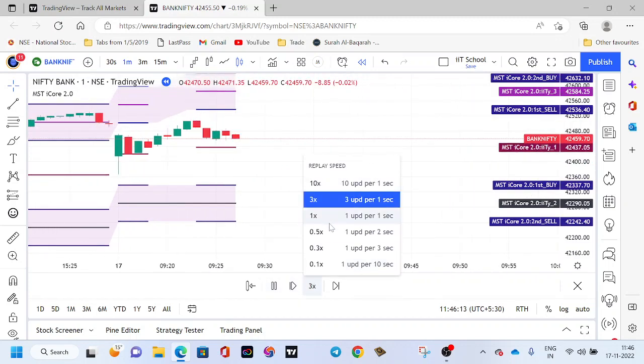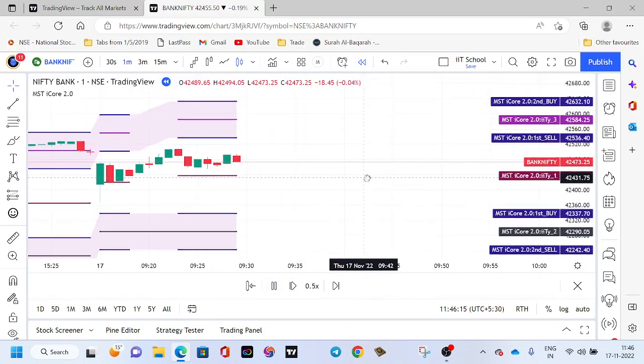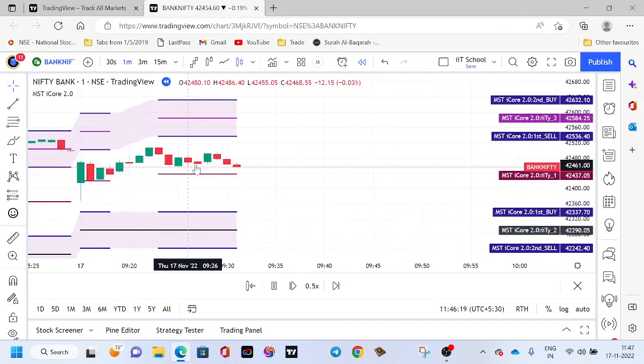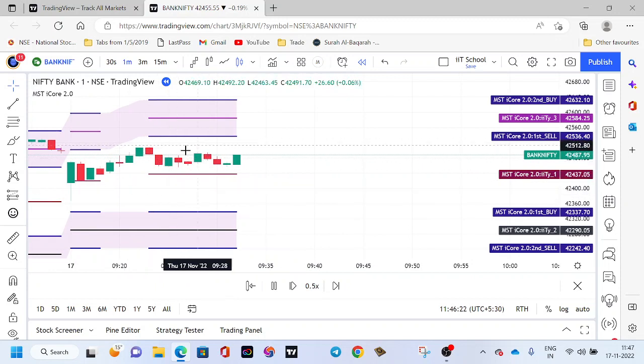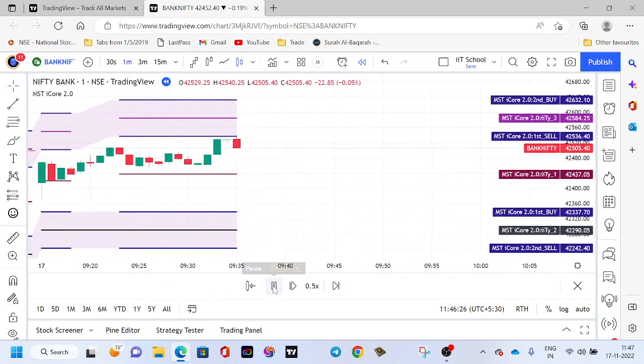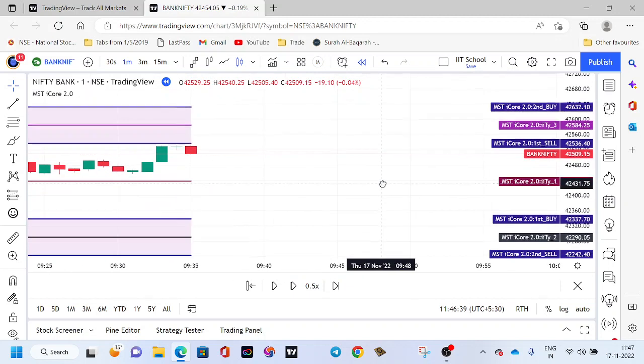I will slow down. So now the market is running. Our levels got active. Levels have been generated now. It is nearing our sell entry. Yes, exactly. Sell got activated. What is the high value? 42,540. What is our sell entry? 42,536. Now tell me what we have to do.